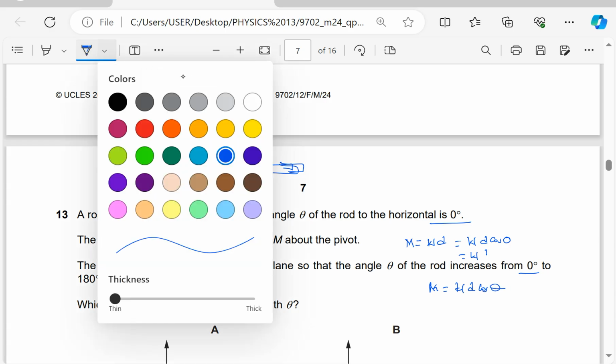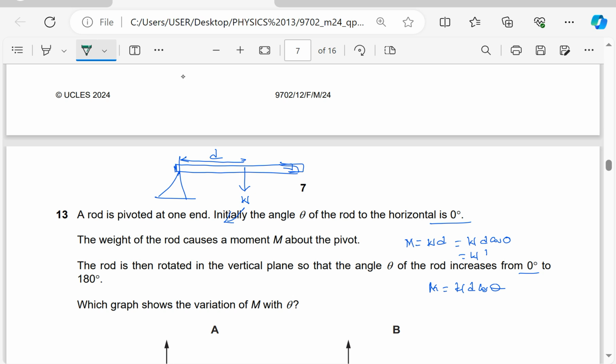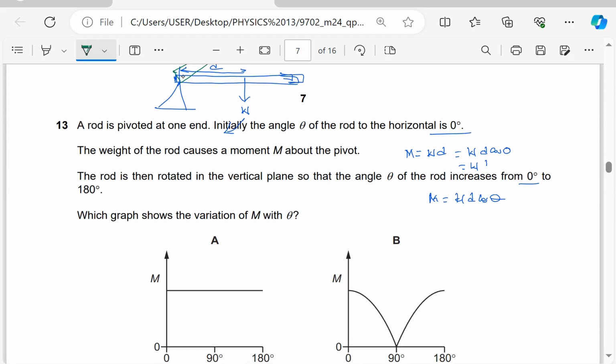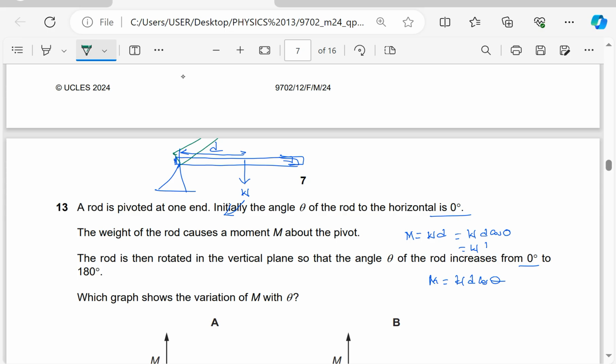Let me change the color and draw a different position for the rod. Now, if it is moved vertically so that the angle is increasing, let me sketch here. It is now moved in the vertical so that the angle has increased from 0. This was the initial position where the angle was 0. Now the angle has become theta. And remember, the weight acts vertically downwards. So D was this distance here, and this is theta. The perpendicular distance is this distance here.